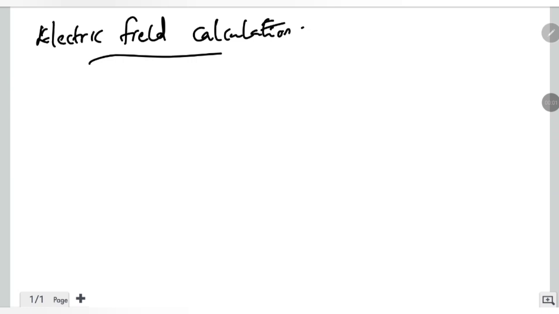Calculating electric field, I told you there are two equations. E is equal to F over Q and E is equal to kq over r square. Depending on the situation, you choose which one. If force and charge are given, then we go for E is equal to F over Q. But if distance is given, usually we go for E is equal to kq over r square. When it is one charge, it's very easy, you just substitute.